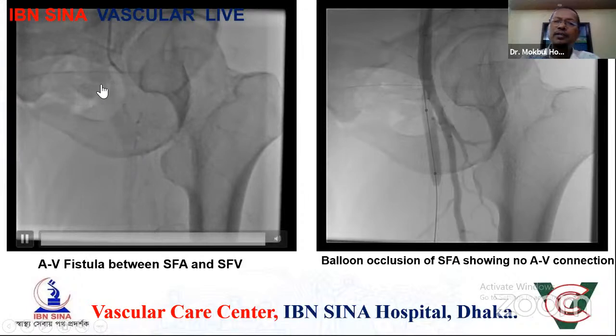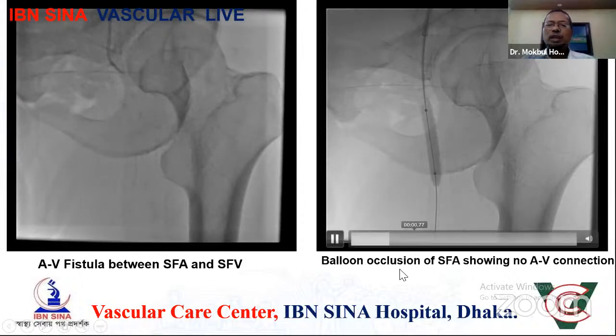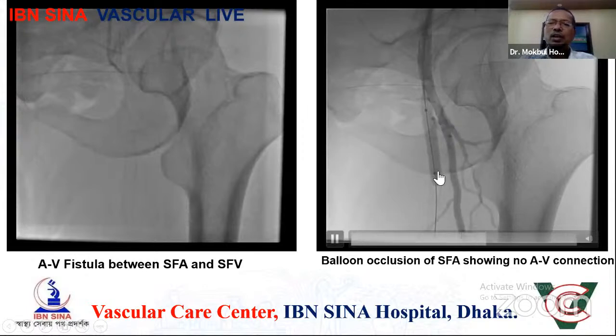We can see the run. With the help of a 7 millimeter balloon, we confirm that this is the communicating point. This is the inflated balloon. This is the deep femoral artery, and we can see no dye is going to the SFA, and there is non-visualization of the superficial femoral vein. So this is the culprit site.